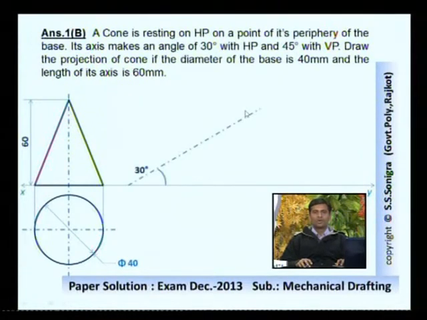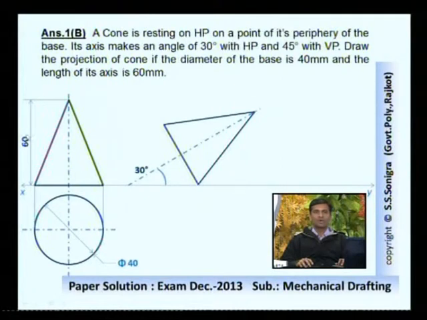So draw a line which makes an angle of 30 degree with XY line like this, and transfer this triangle over here like this, such that the angle between this axis and XY line is 30 degree. In the first case, the angle between this axis and XY line is 90 degree, and in the second step, that angle is 30 degree.